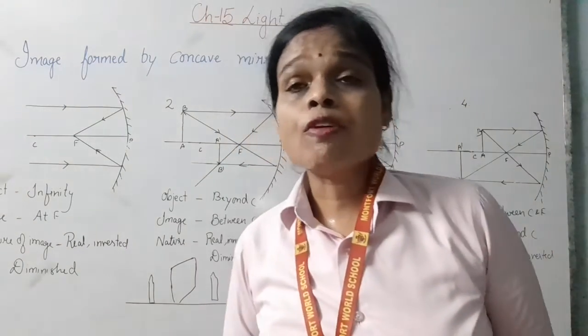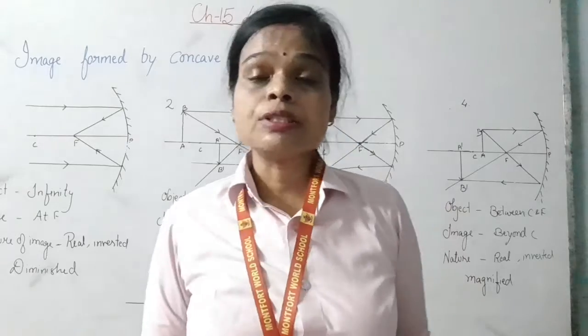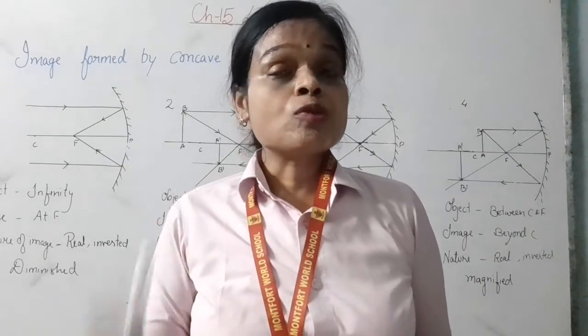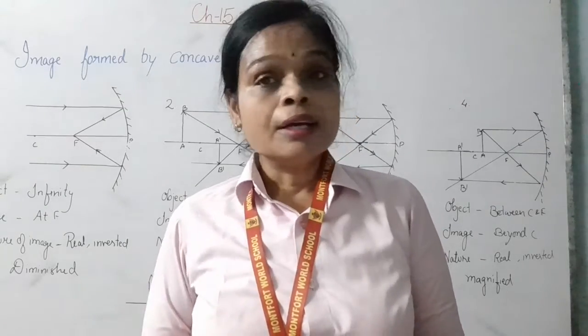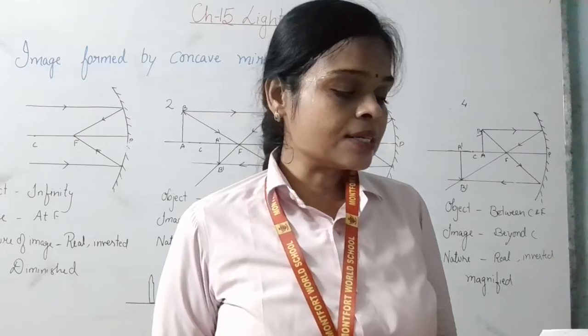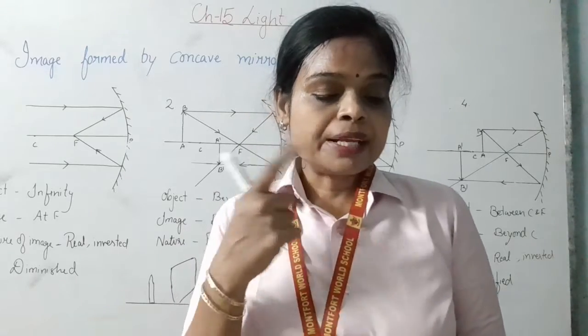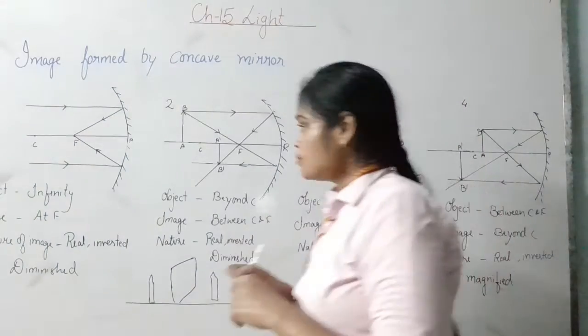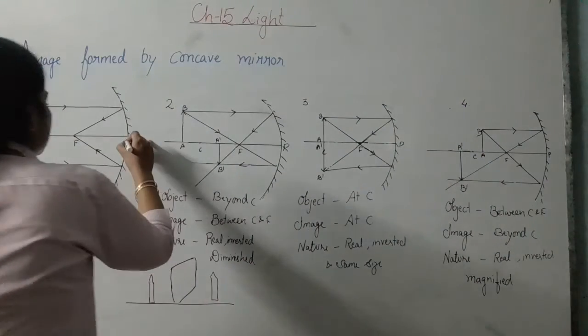It doesn't form on the screen. It always forms a virtual and erect image. The image is always the same size as the object. Now draw the neat diagram and state the characteristics of the image formed when the object is placed in front of the concave mirror. So now we have some diagrams of the image formed by the concave mirror.